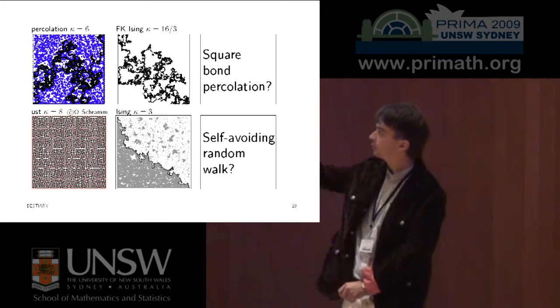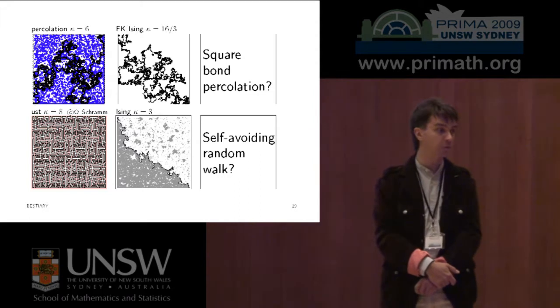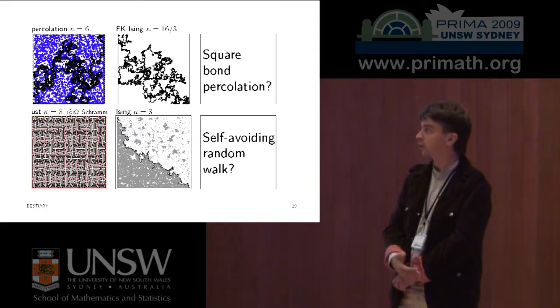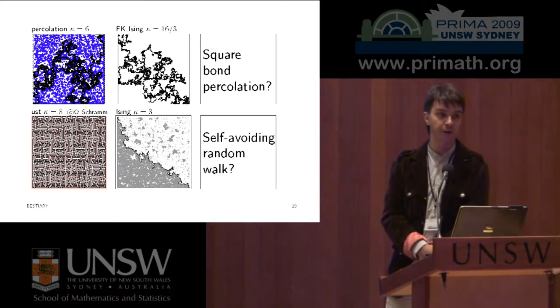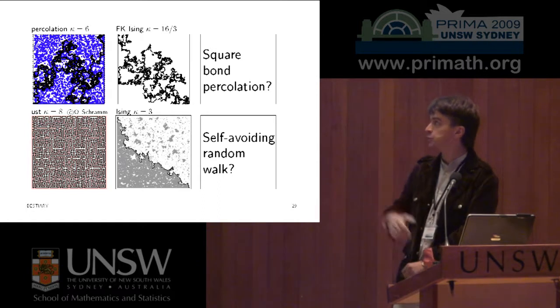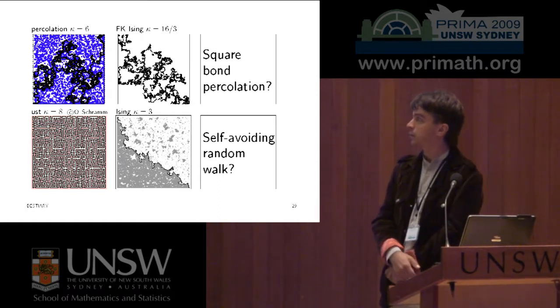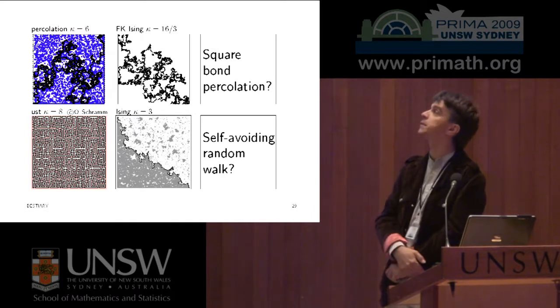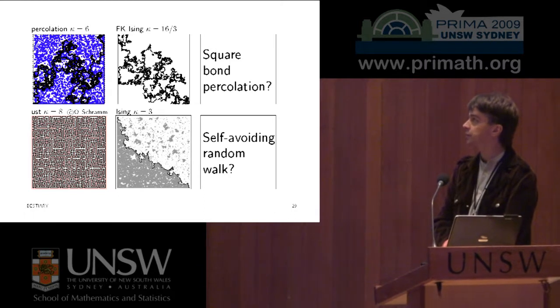Then for percolation you get an even more fractal curve, and for the uniform spanning tree you get a space-filling curve. So you get a curve which has dimension 2, a random Peano curve, a random conformally invariant Peano curve. And there are many models which are still open. The two outstanding ones are bond percolation on the square lattice, which should give the same curve as on the hexagonal lattice, but we don't know, and the self-avoiding polymers I mentioned.